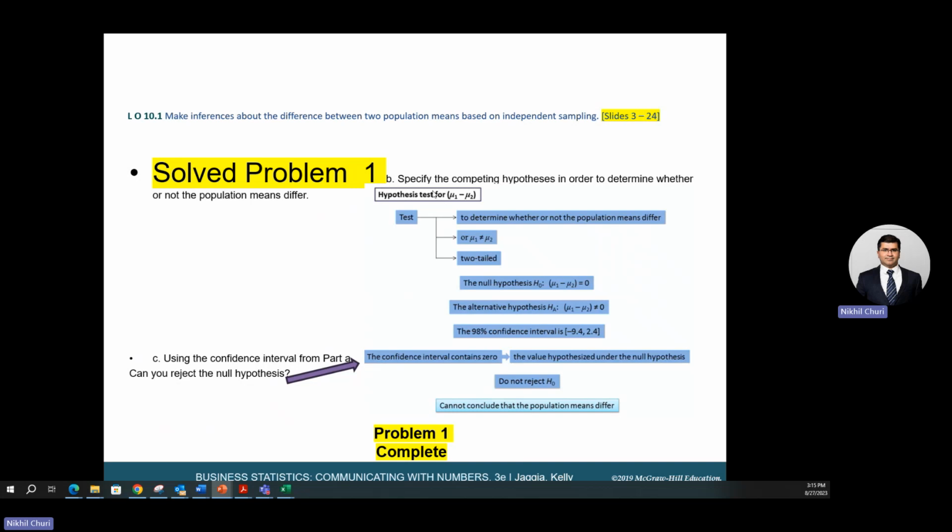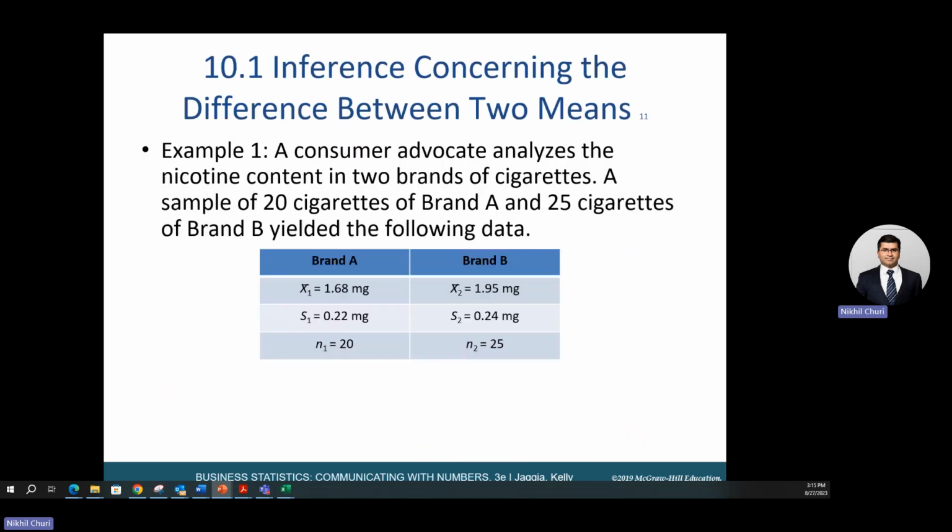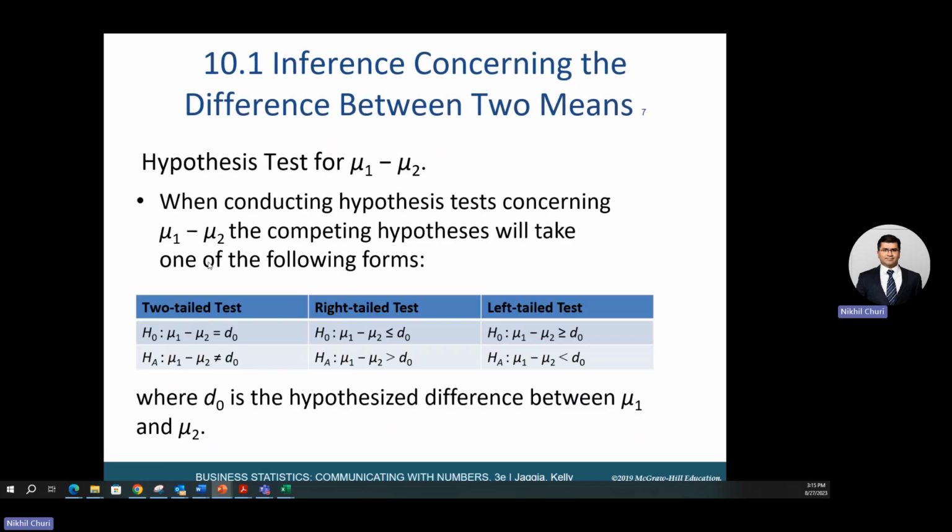And for part B, the hypothesis test, how are you going to build it up? Just remember guys, calibrating your eyes. The three cases for hypothesis tests are either two-tailed, right-tailed or left-tailed. It can be mu1 minus mu2 equal to d0, that is your null hypothesis, and the contradicting one is not equal to d0. Second one is less than or equal to, and third one is greater than or equal to.